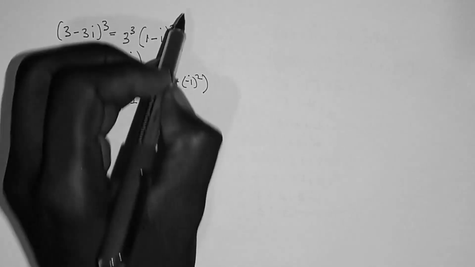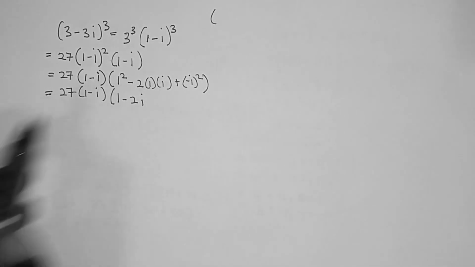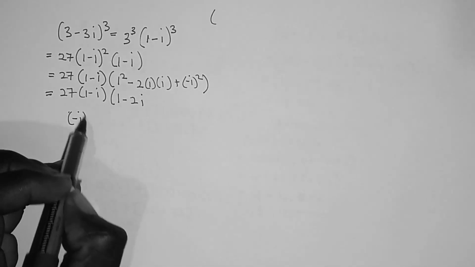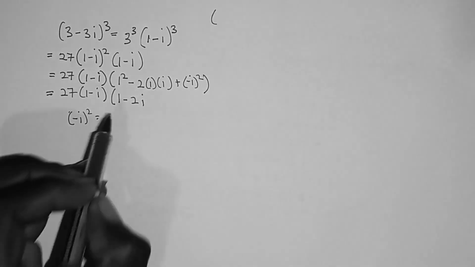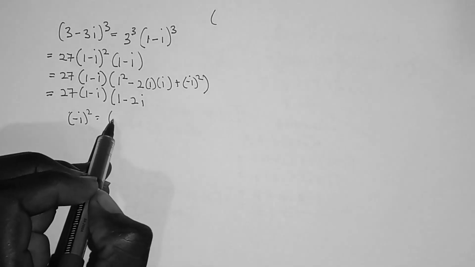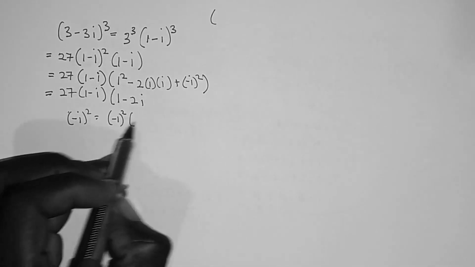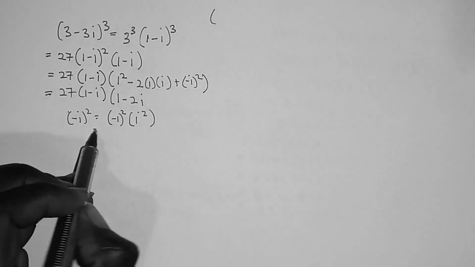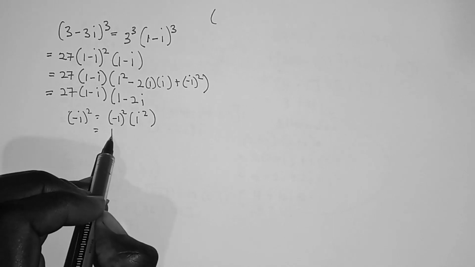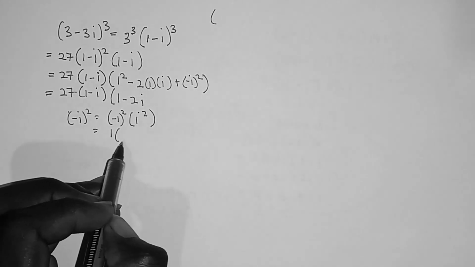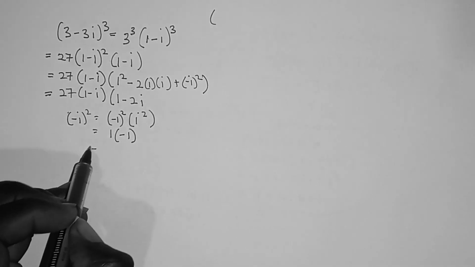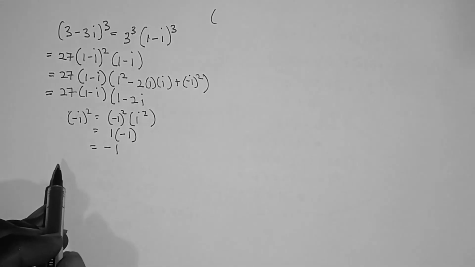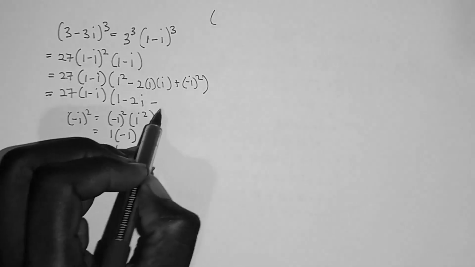So in other words, let's solve it. Let me do it down here. Minus i squared is the same as, you can factorize minus 1 out. Minus 1 squared, then i squared. So this is equal to minus 1 squared is 1 times i squared is minus 1. And 1 times minus 1 is minus 1. Therefore, minus i squared is minus 1.